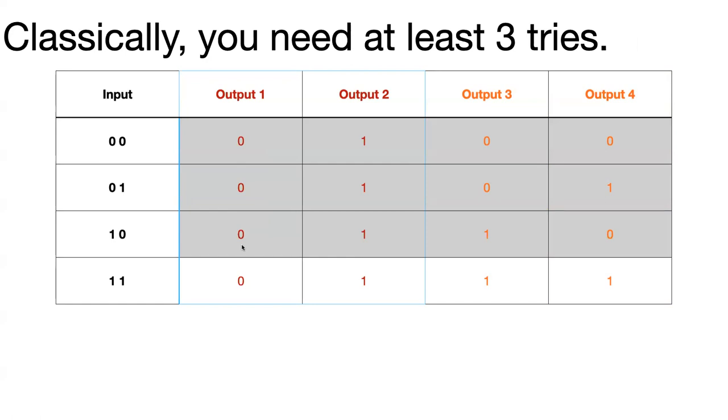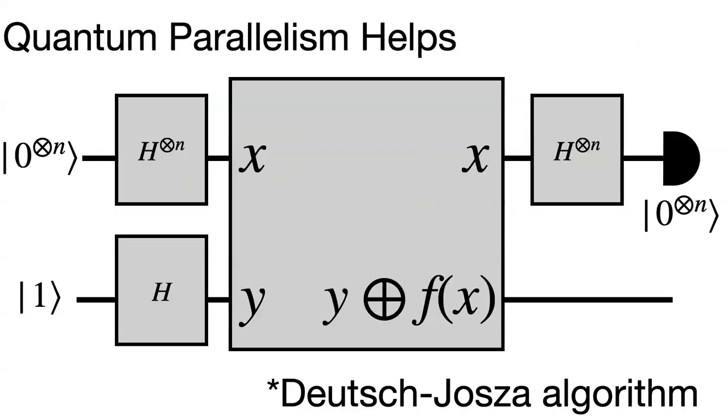And I'll show you that quantum mechanically it's actually quite simple. Again, I will imply this because you have to do a quantum mechanics course to understand it. The answer is basically something called quantum parallelism. So let me show it to you by showing you the circuit diagram. What you do is you take a quantum state zero, and you put it in a superposition of all possible zeros and ones.